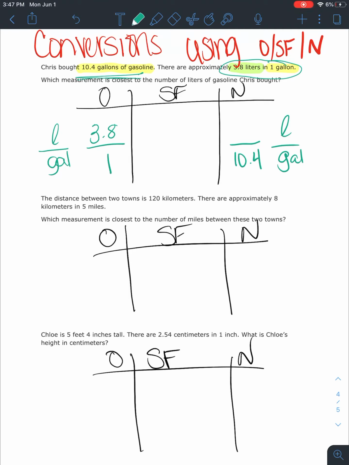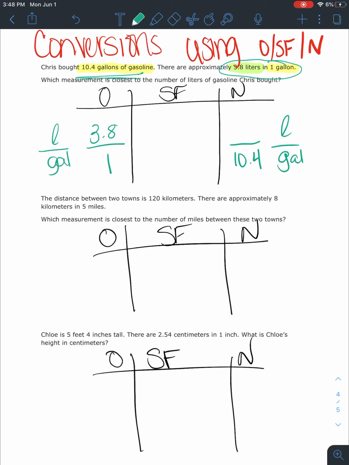So sometimes conversions can be a little bit more tricky because, like I said before, you want to take the first information that they gave and put it in the first column. But that's not necessarily true. What you want to find first is the rate of the conversion. So here we have 3.8 liters in 1 gallon. So there's your 2 units. There's your original conversion.